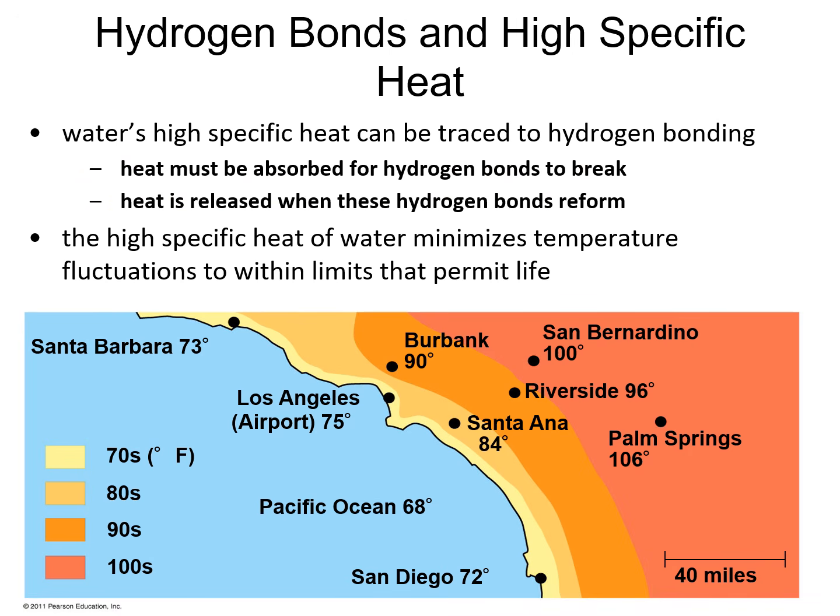Water's high specific heat can be traced to the fact that it has a lot of hydrogen bonds. Heat must be absorbed for hydrogen bonds to break, and heat is released when hydrogen bonds reform. So the high specific heat of water minimizes temperature fluctuations so that life is permitted here on the planet. You can see here again the differences in temperatures in the summertime between San Bernardino and Riverside and the Los Angeles airport, which is located by the coast.